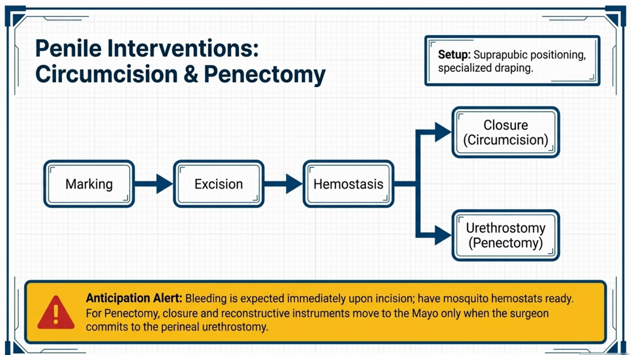Procedures include circumcision and penectomy. The workflow involves marking, excision, hemostasis, and closure or reconstruction. Bleeding control is an immediate concern. Instrument readiness depends on the specific procedure being performed.